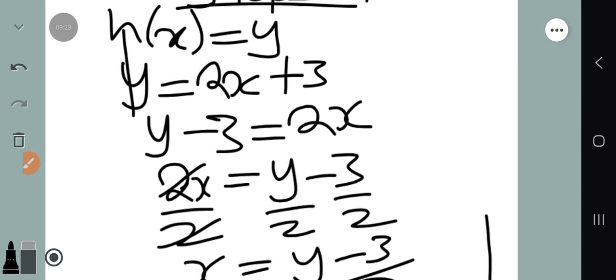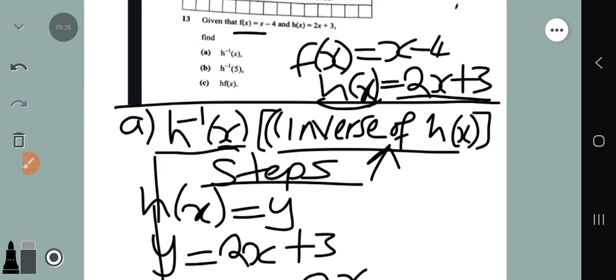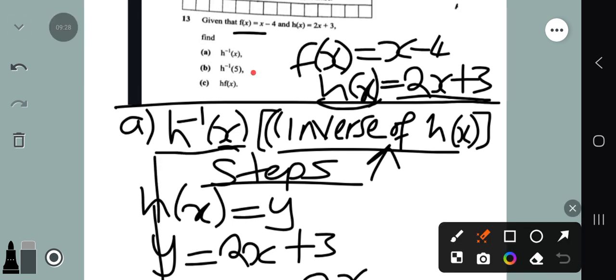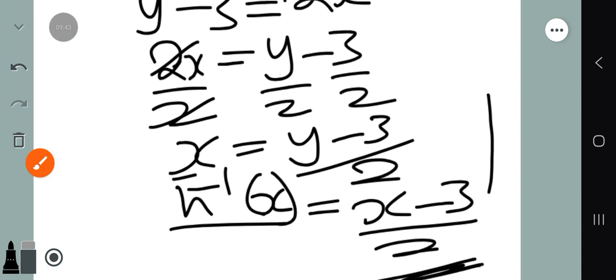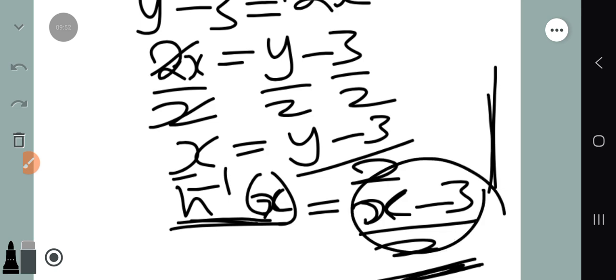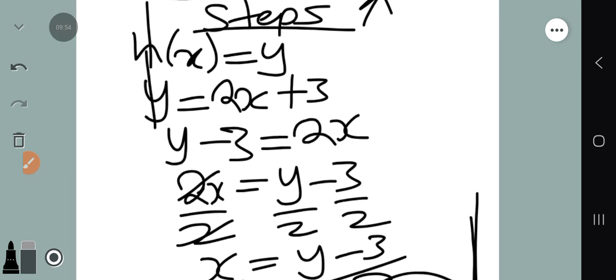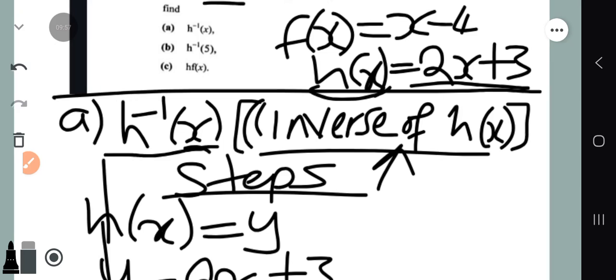So this is how you're supposed to answer the question. Now, the second question here, it's saying h inverse of h(5), right? What does it mean? Find the inverse of h(5). So the inverse of h(x), where there's x, we put x, right? So this is our inverse. So x minus 3 over 2, that is our inverse.